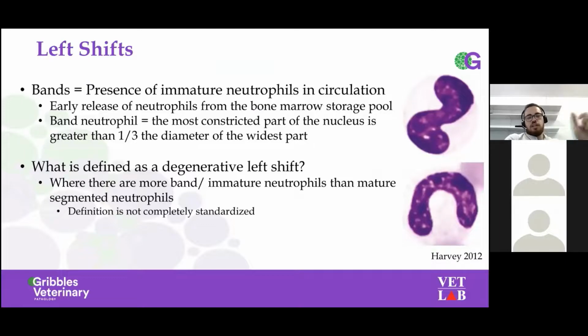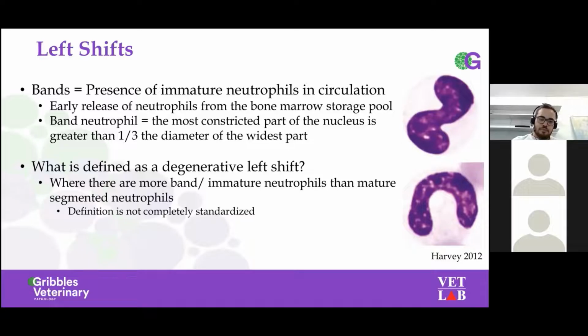So moving on to morphological changes. A left shift is a marker of inflammation in our leukogram and indicates the presence of immature neutrophils in circulation, and basically reflects an early release of neutrophils from our bone marrow storage pool. So we can split left shifts into what we call degenerative or regenerative left shifts. What people call a degenerative left shift is somewhat subjective. The definition isn't completely standardized. But probably the most common definition is that when you have more band neutrophils than mature segmented neutrophils, that's what we would define as a degenerative left shift.